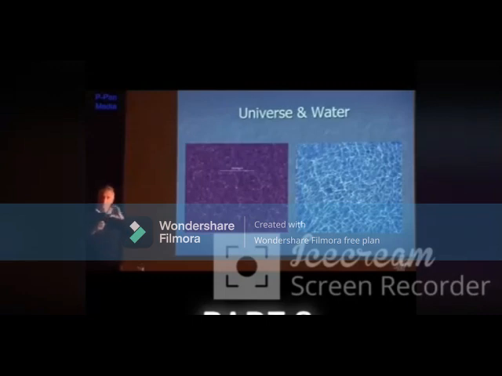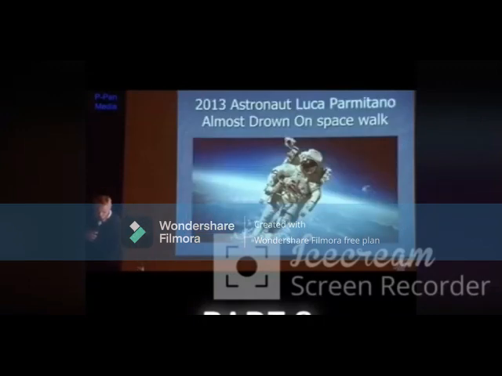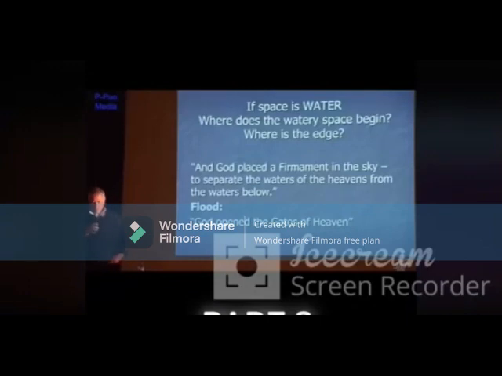Also keep in mind that many of the images that we get shown by NASA come from radio telescopes, not from optical telescopes where they actually photograph an object. It's a radio telescope that brings radio signals, and then they convert those into beautiful images through NASA's artistic impression graphic designers. But if space is water, where does the watery space?